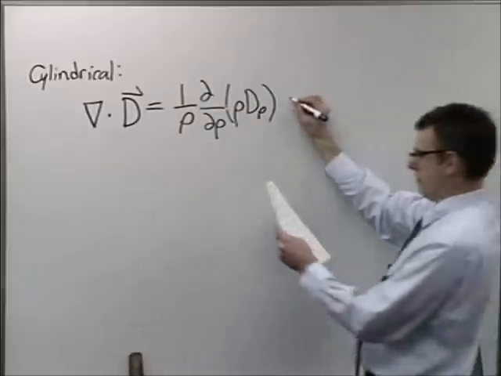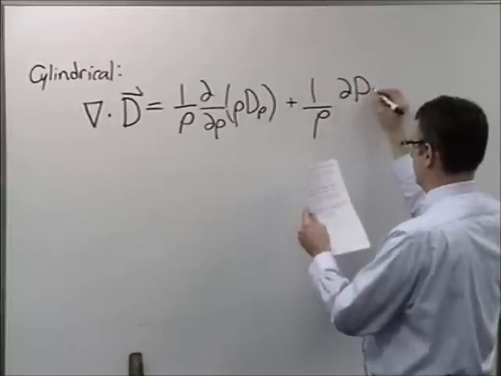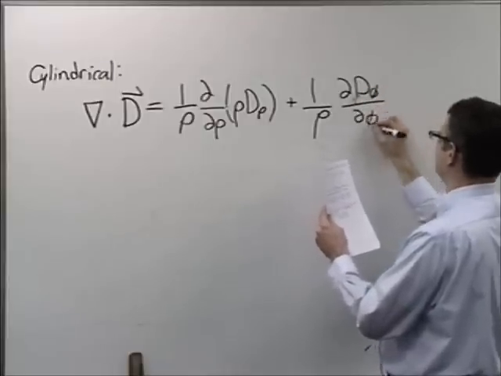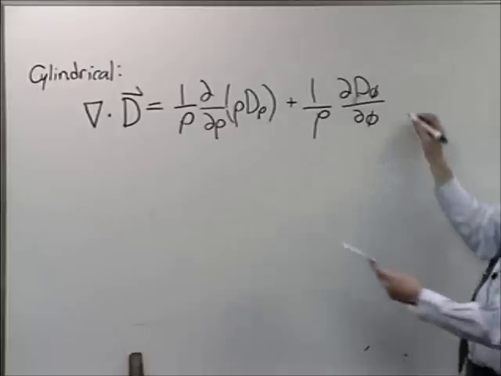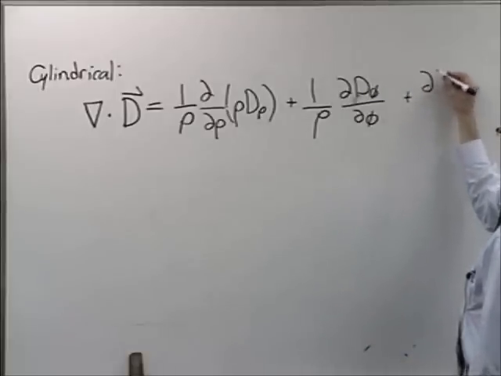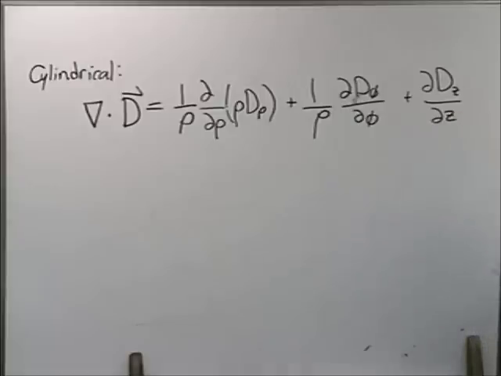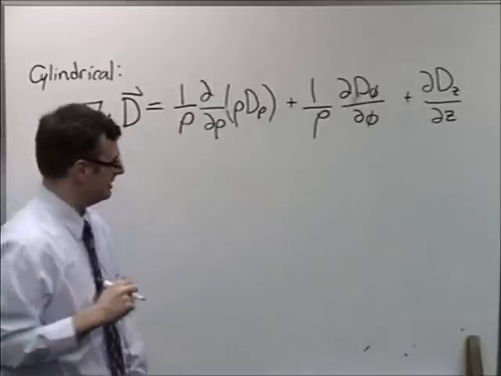So that's the first component. Then it's 1 over rho, partial derivative of the phi component with respect to phi. And then I just have a regular old partial derivative of the z component with respect to z.